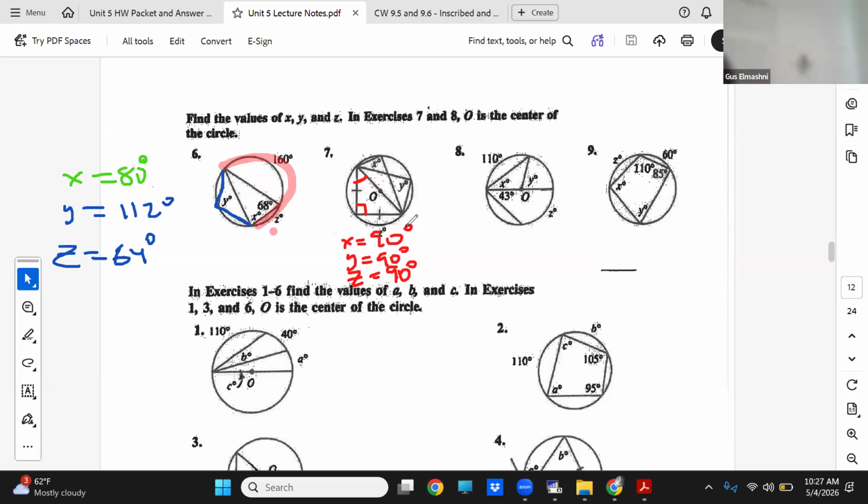How do I know that? Because X is intersecting another semicircle, so is Y. And the semicircle is 180, therefore X and Y both have to be 90. Okay, going to try 8, 9. I'll give you guys a couple minutes to try that, and then we'll move on to more down below.